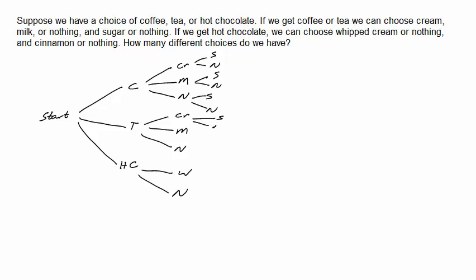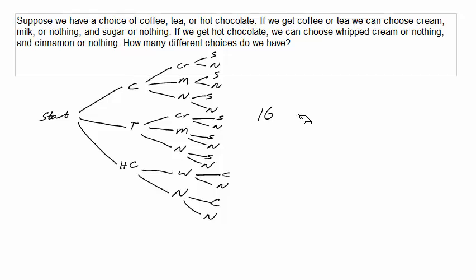And when you're drawing tree diagrams, be sure you leave yourself enough room for all of your options. And then on the hot chocolate choices, I can either have cinnamon or nothing. And then we're going to go through and just add up the number of ending results here. So I have 1, 2, 3, 4, 5, 6, 7, 8, 9, 10, 11, 12, 13, 14, 15, 16 different ways that we can do this.